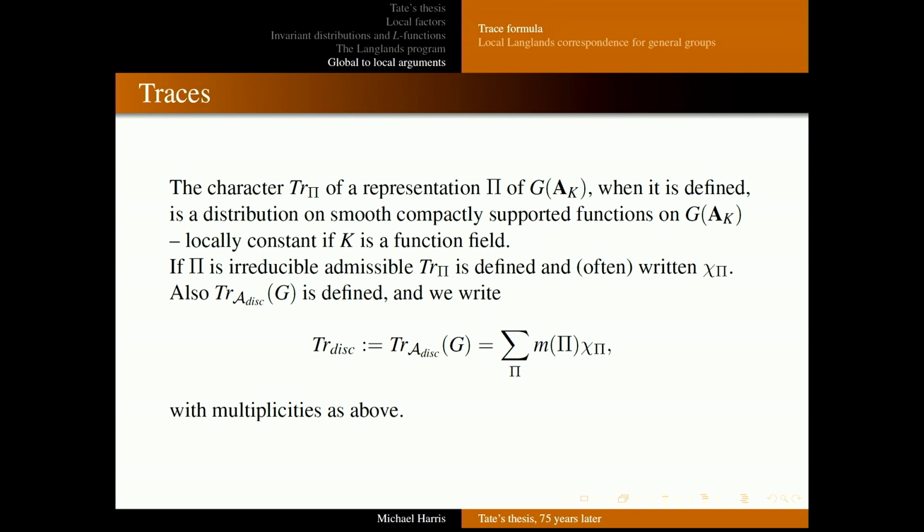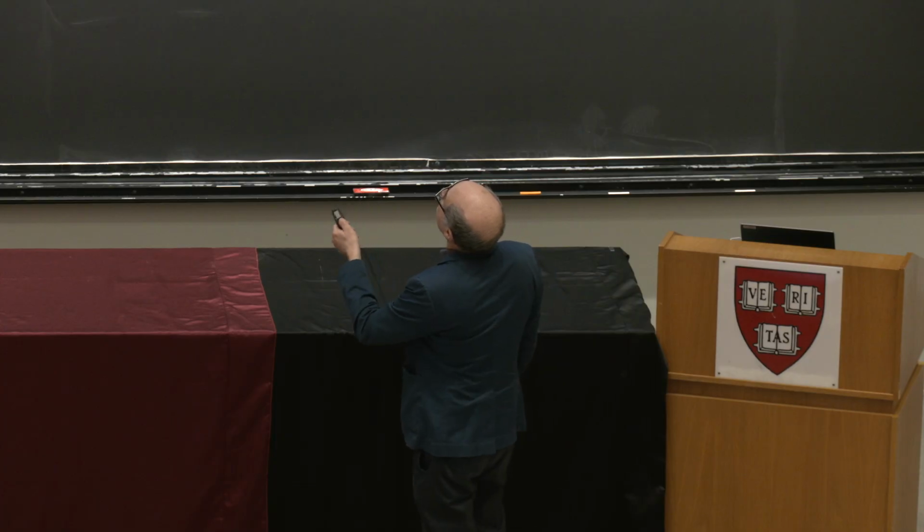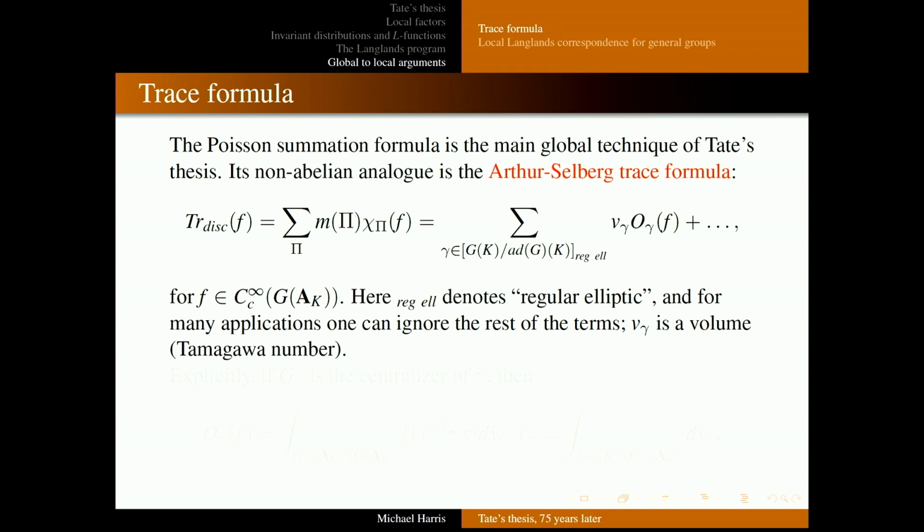Now, this is only useful if you have another way of calculating the trace. And so you use the analog of the Poisson summation formula, a non-abelian analog, which is the Arthur-Selberg trace formula, about which I fortunately don't have very much time, so you won't have to see it. But I just want to show you that this is what you want to know, and then this is what you can calculate, and these are orbital integrals. If you were working with finite groups, then this would be completely familiar. But now it's an identity of distributions. And you can ignore the formula.